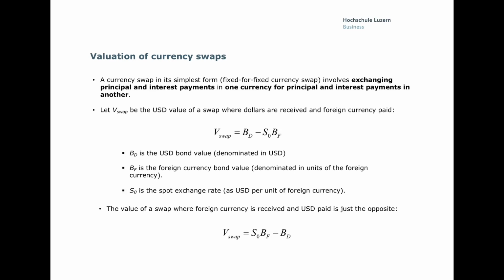Note that the spot exchange rate is expressed as number of dollars per unit of foreign currency. For the sake of completeness, the value of a swap where foreign currency is received and US dollar is paid is just the opposite and written as.